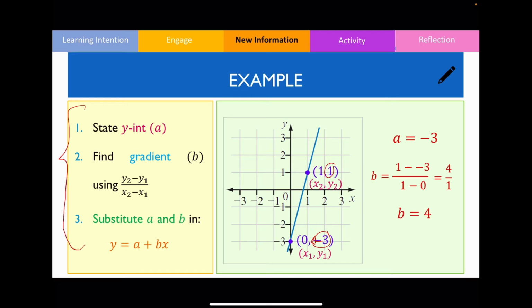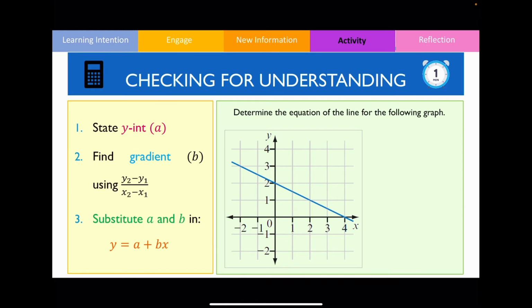And now all we need to do is substitute our answers for step 1 and step 2 back into this equation over here. So our answer is going to be y is equal to -3 plus 4x. I'm hoping that this is really straightforward for you guys. So what I want you to do now is please have a go at answering this question, and we'll go through the answers in a minute.